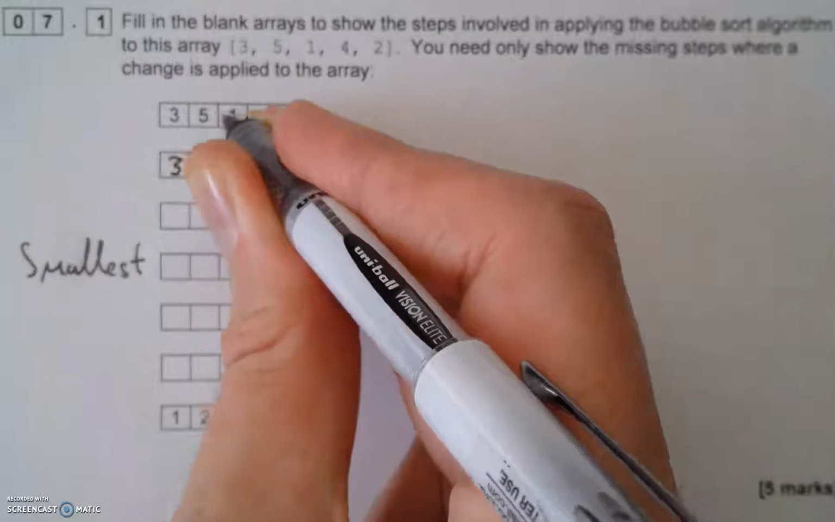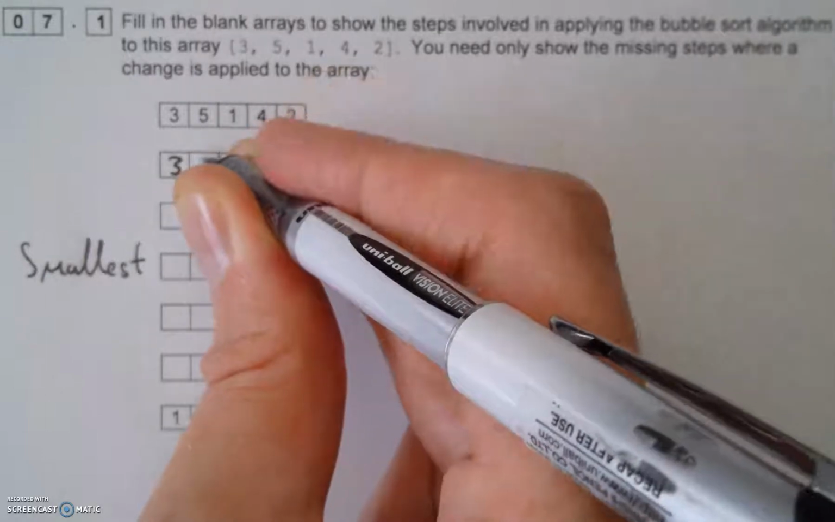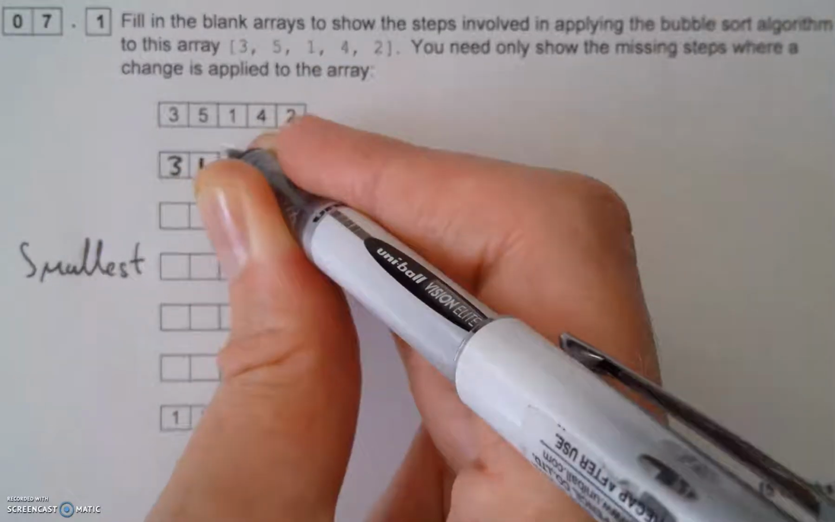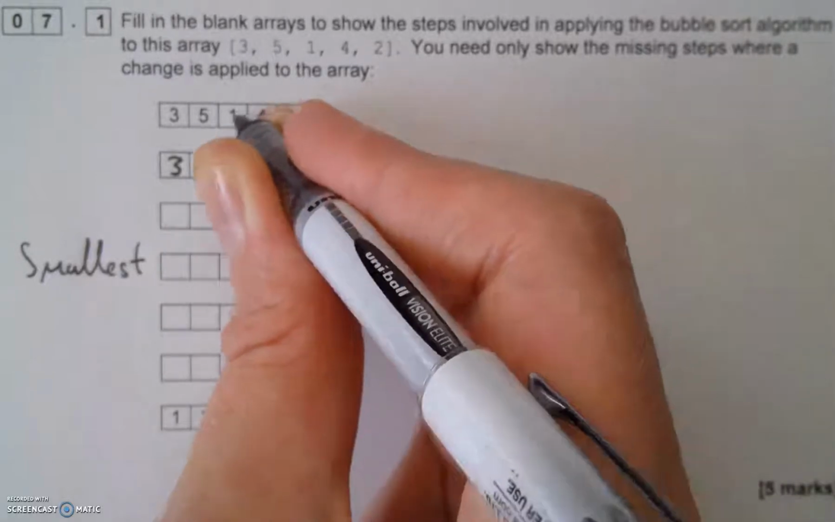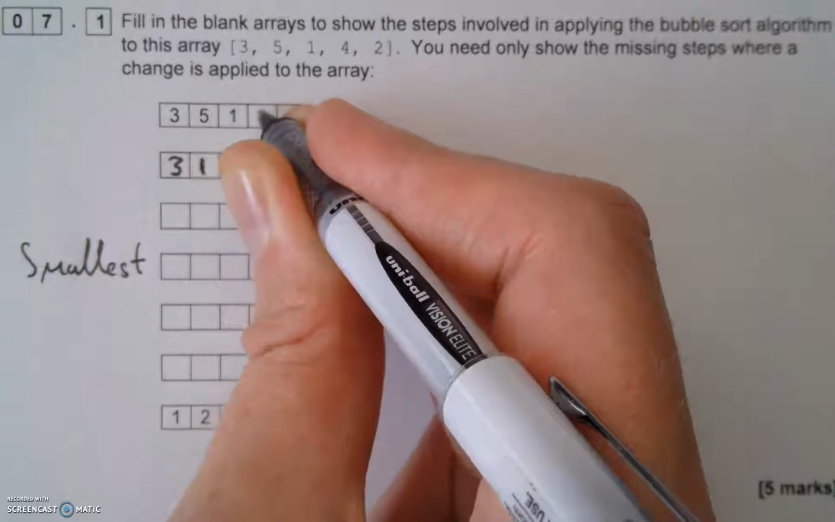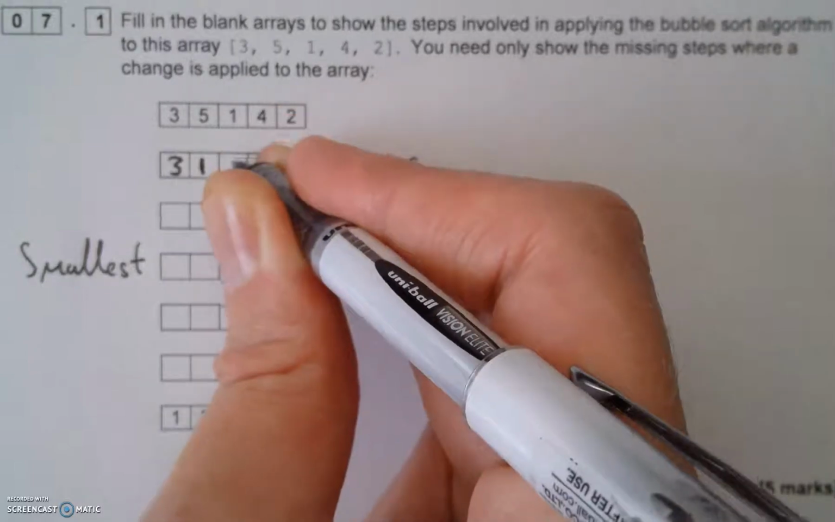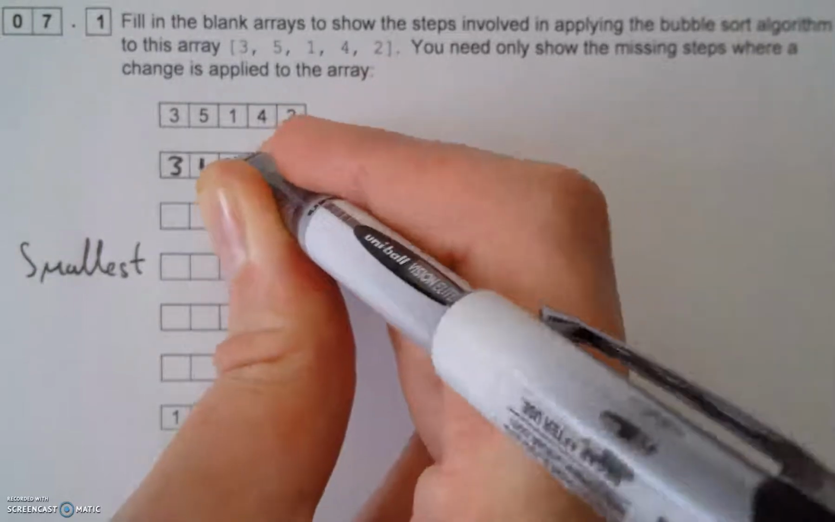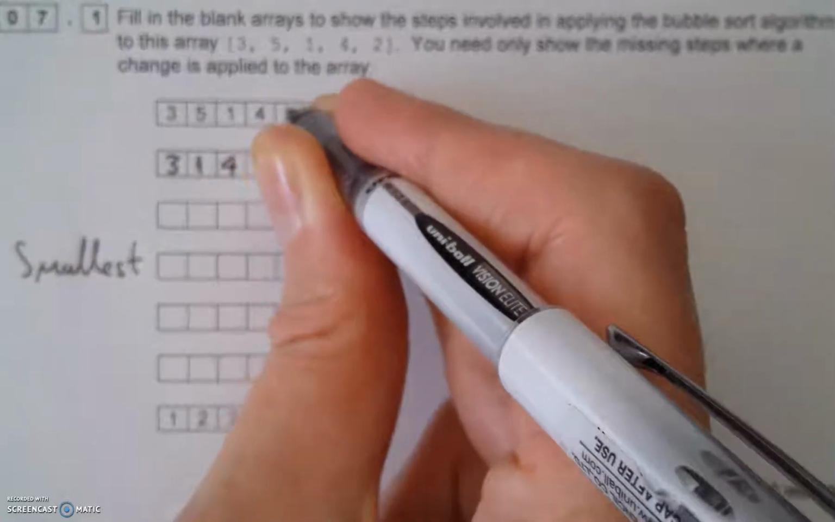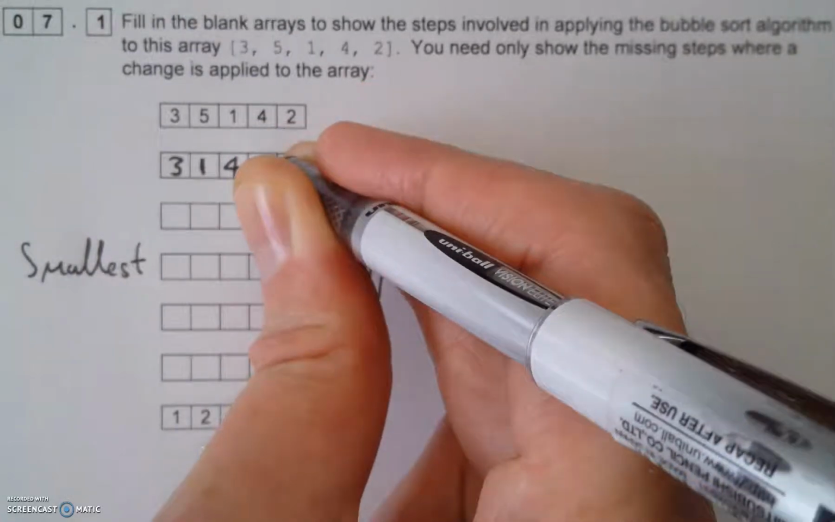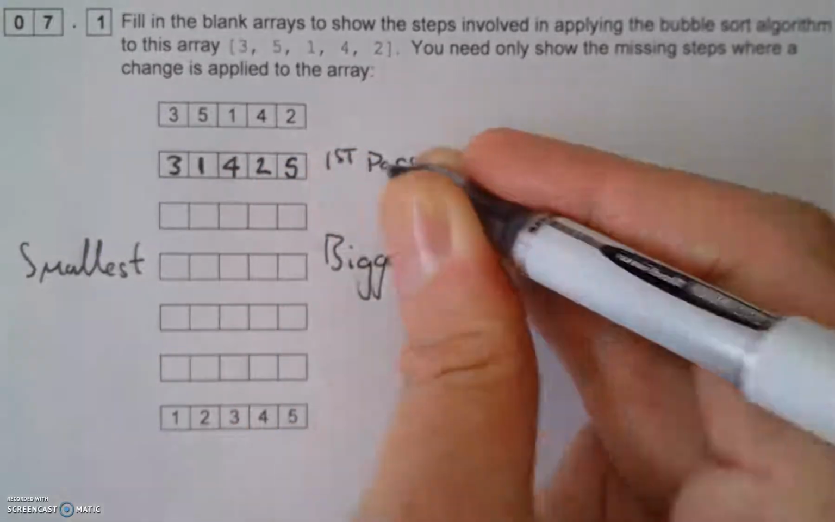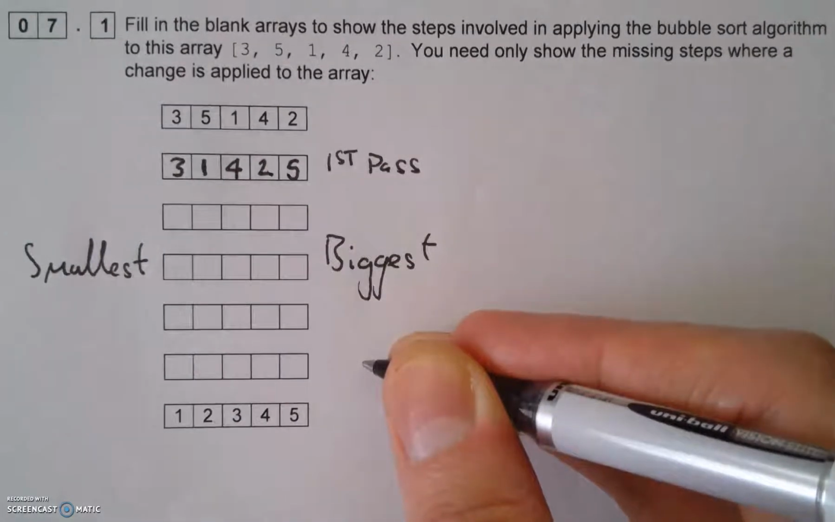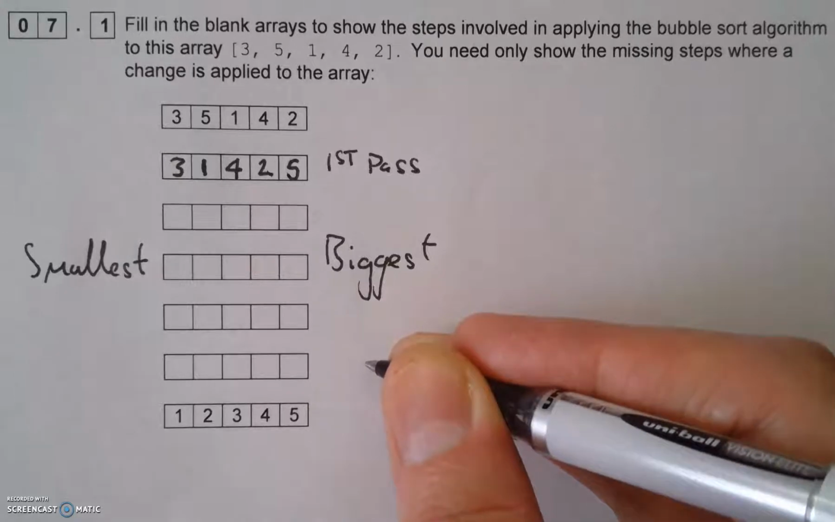And then the 5 and the 1 are going to swap, so that will become 1 in there, and the 5 will keep going down. The 5 and the 4 will be compared, so 4 will go into there, and now I'm looking at the 5 and the 2. They'll be compared, so 2 will go in there and 5 will go on the right hand side, and that is my first pass.